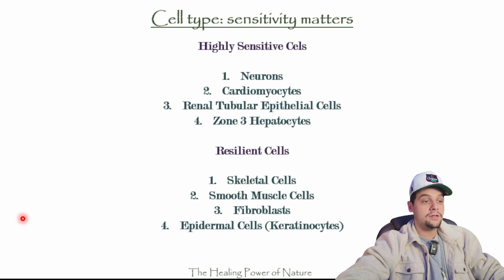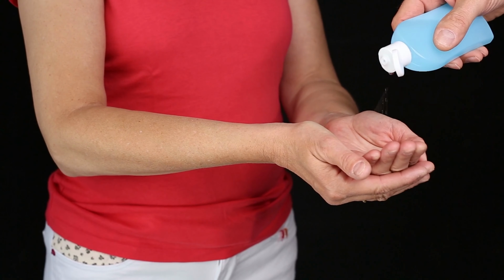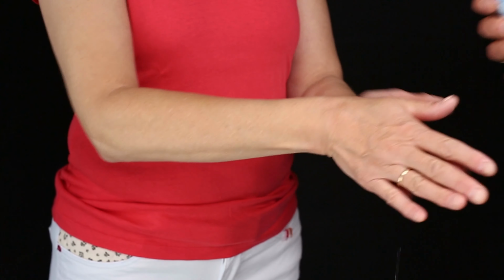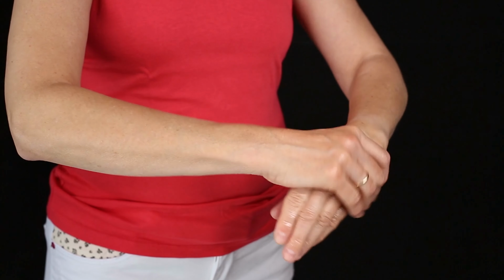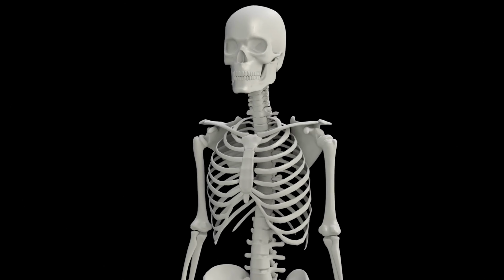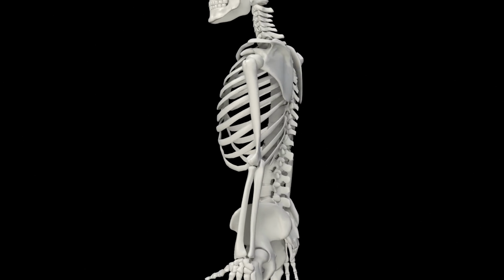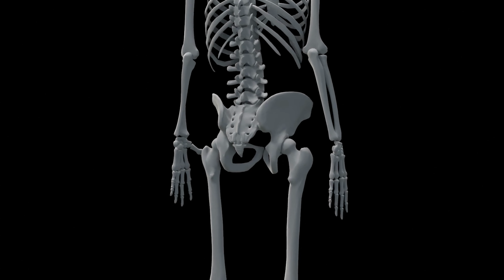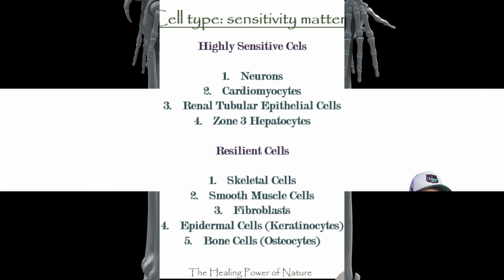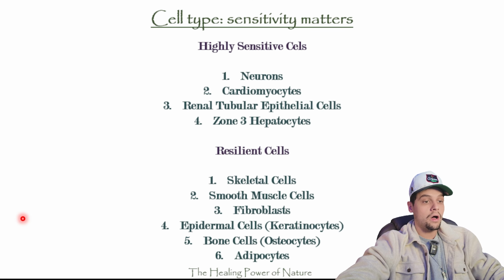Epidermal cells, or keratinocytes, skin cells, are exposed to varying conditions and adapt well to ischemia. They rely on anaerobic glycolysis in the absence of oxygen. Bone cells, or osteocytes, have a low oxygen requirement due to their low metabolic rate. Bone healing can proceed in hypoxic environments, such as during a fracture. Adipocytes, fat cells, have minimal oxygen demand. They survive as energy storage, releasing free fatty acids, or FFAs, during stress.